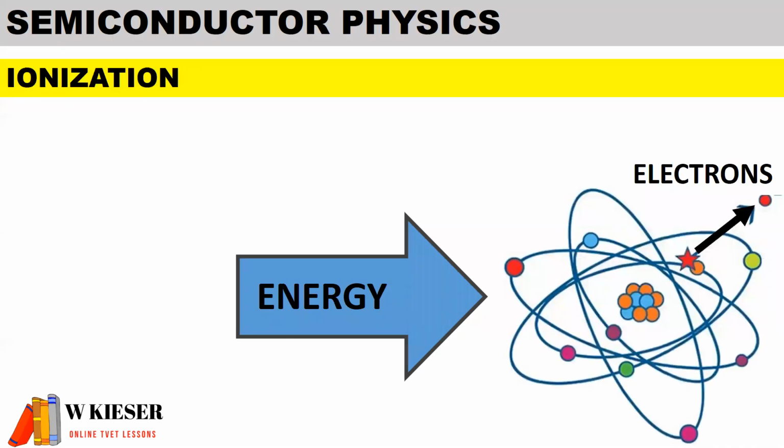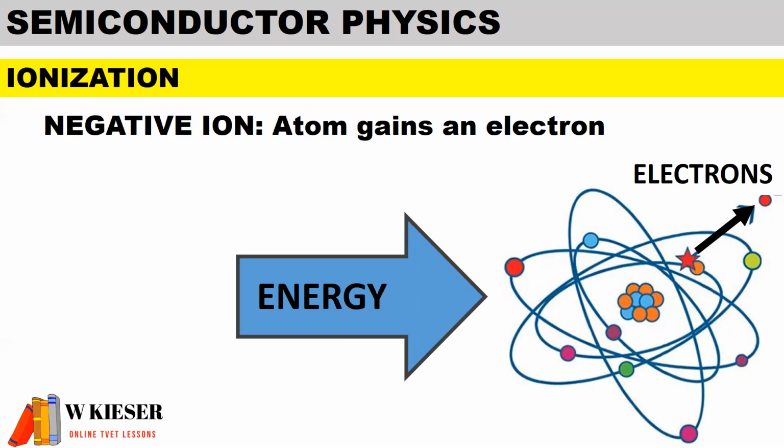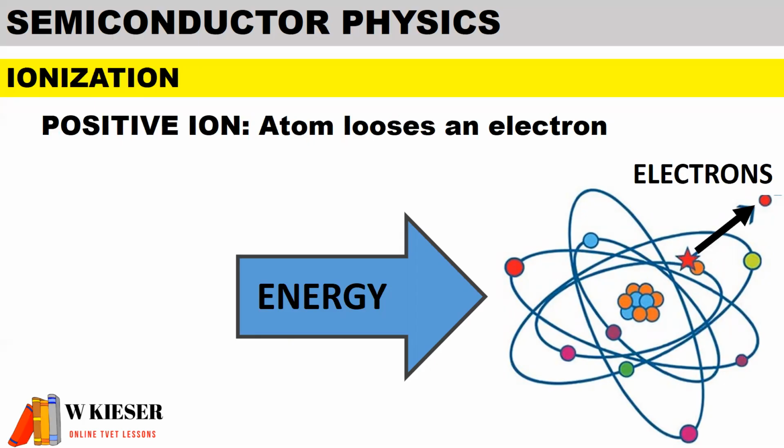For the term ionization, it is the process of losing or gaining electrons. A negative ion implies an atom gains an electron, and a positive ion implies that an atom loses an electron.